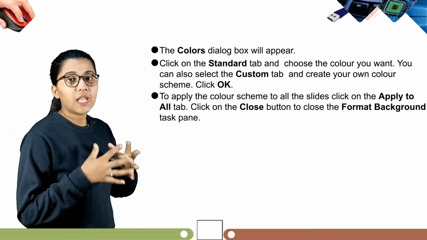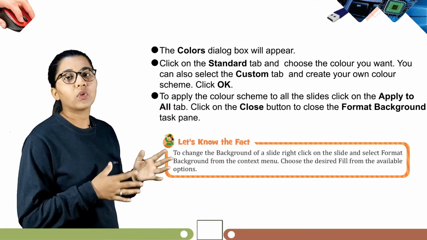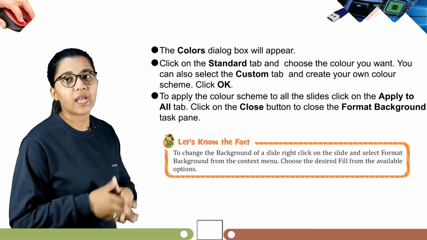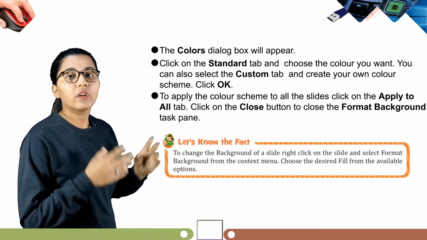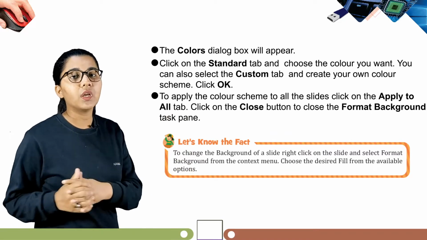Now students, it's time to know an interesting fact again. To change the background of a slide, right click on the slide and select Format Background from the context menu. Choose the desired fill from the available options.